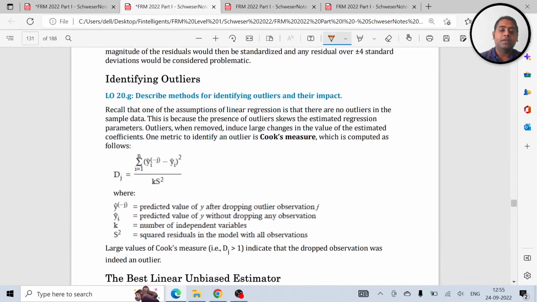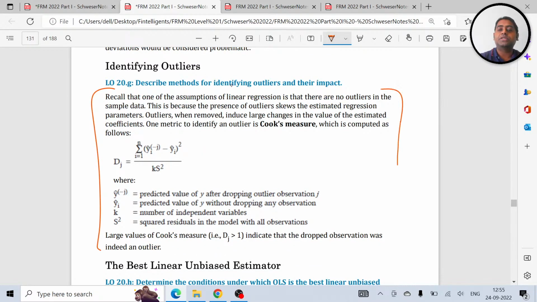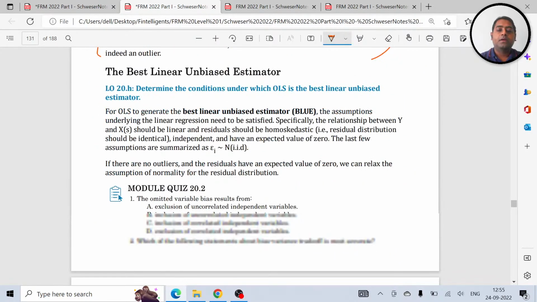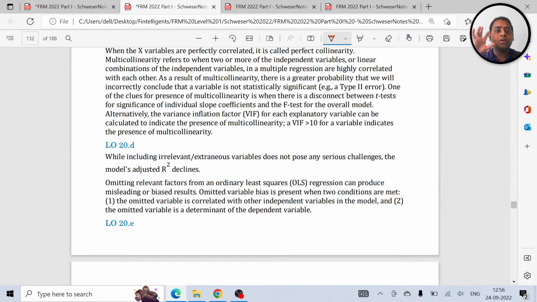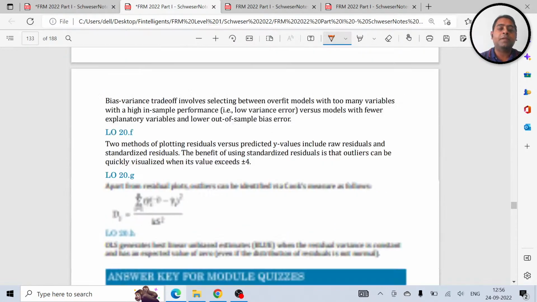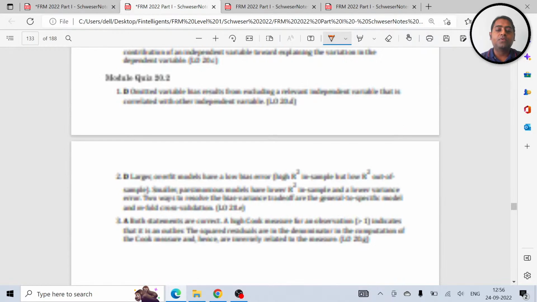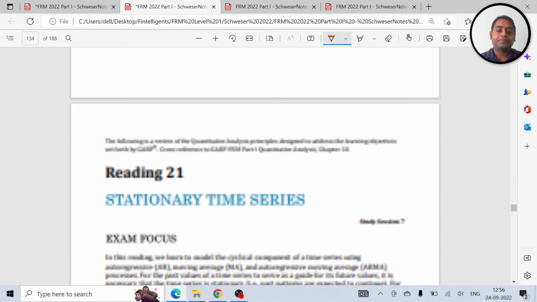Identifying outlier. This part, Cook's measure, is important from the exam perspective. Rest, this entire chapter is important. So I'm just highlighting important sections, but you should focus on this chapter properly. Let us move toward the time series chapter from book 2.